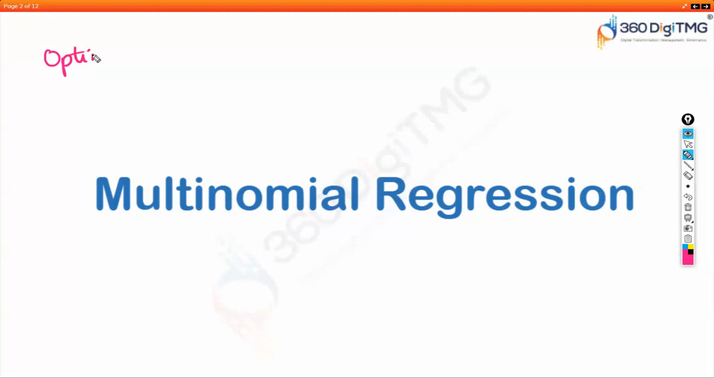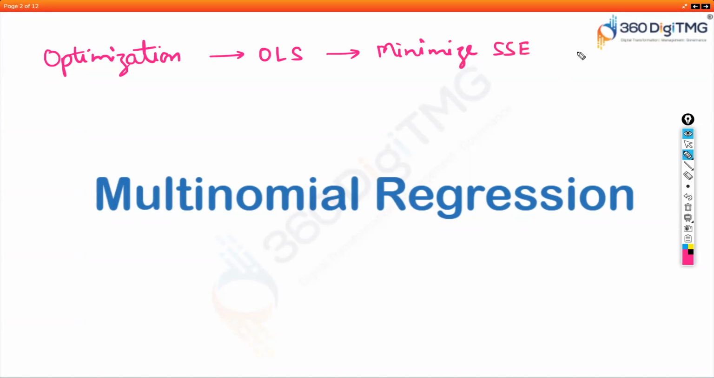optimization. And the reason why we try to understand optimization is because we wanted to understand ordinary least square and how we minimize sum of squared error. And this gave rise to our ordinary least square technique, which is nothing but linear regression.